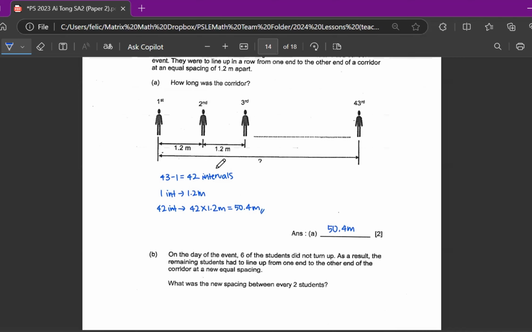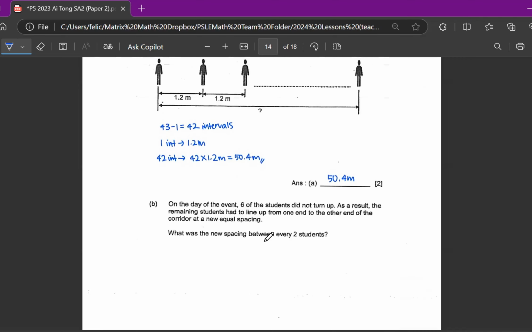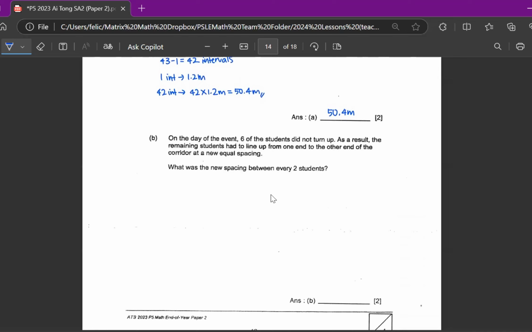This is how you can check. All right. So first, let's find out how many students remain. Okay, number of remaining students.